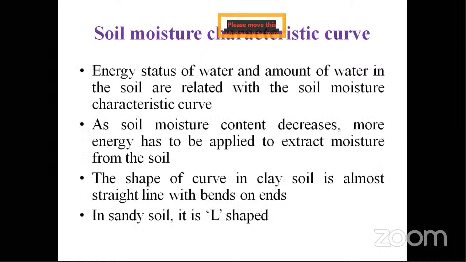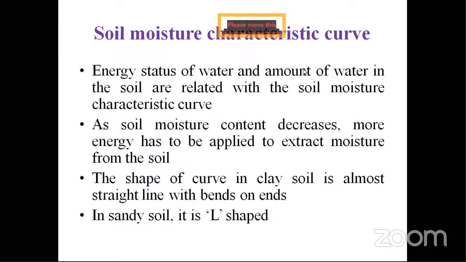Next, soil moisture characteristic curve. It defines the relation between energy status of water and amount of water present in the soil. As soil moisture content decreases, energy has to be applied to extract moisture from the soil.